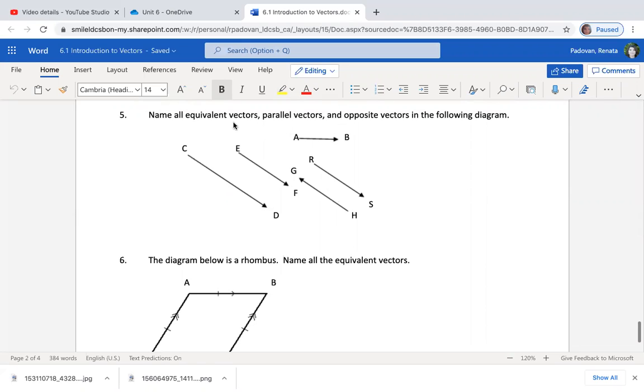So if we go with equivalent vectors first. Equivalent vectors meaning that they are the same length exactly and the same direction. So again, they are literally the exact same thing. You would take one vector and if you moved it, it would lay on top of the other vector. But keep in mind that it's also going in the same direction.